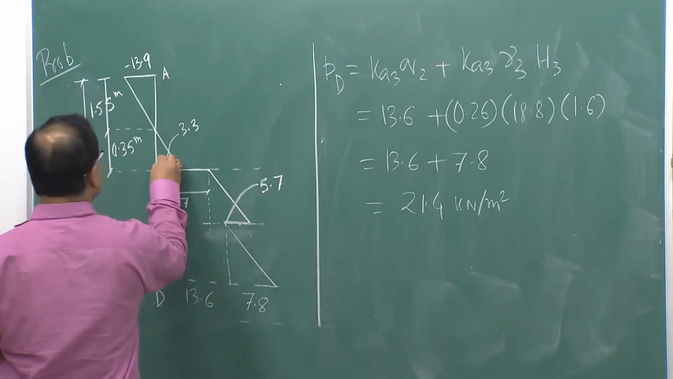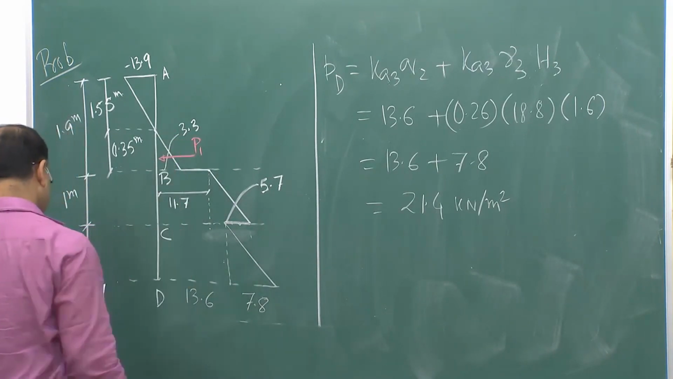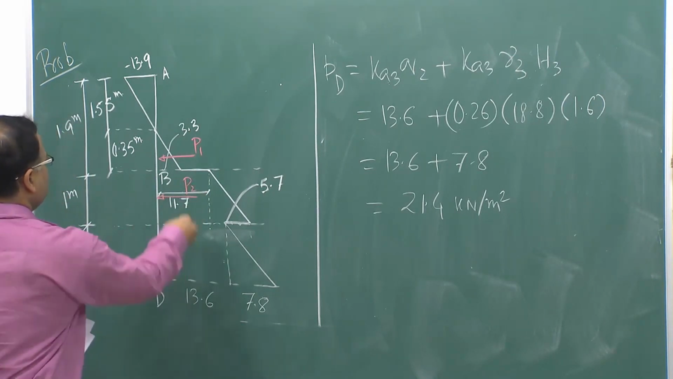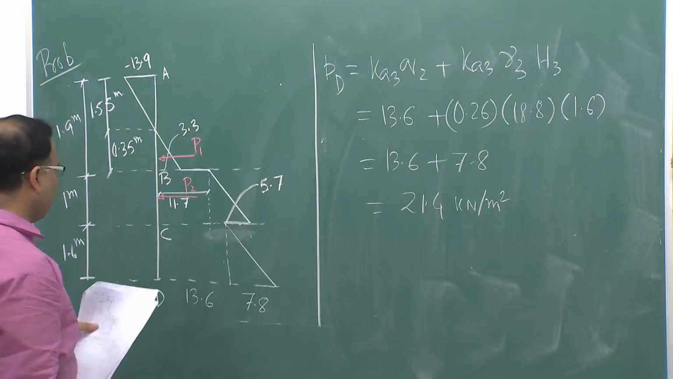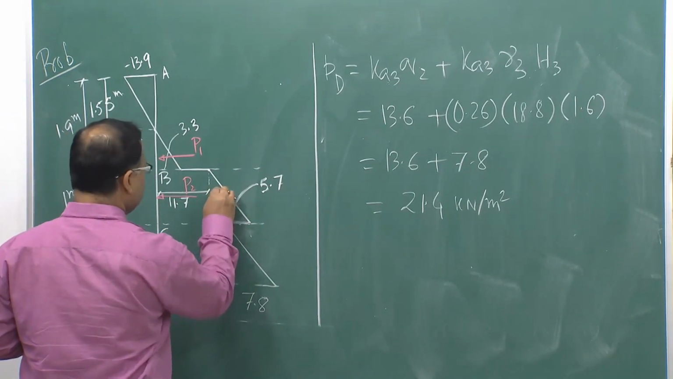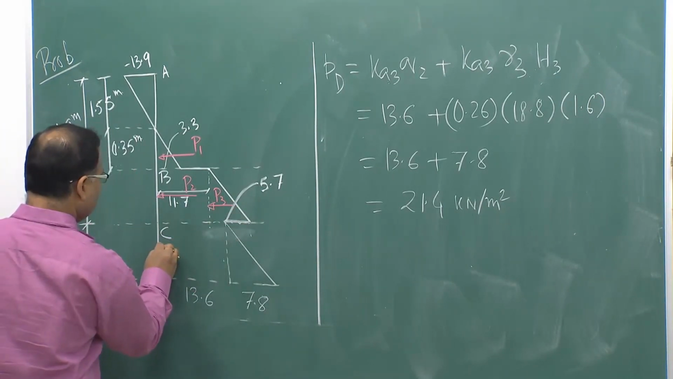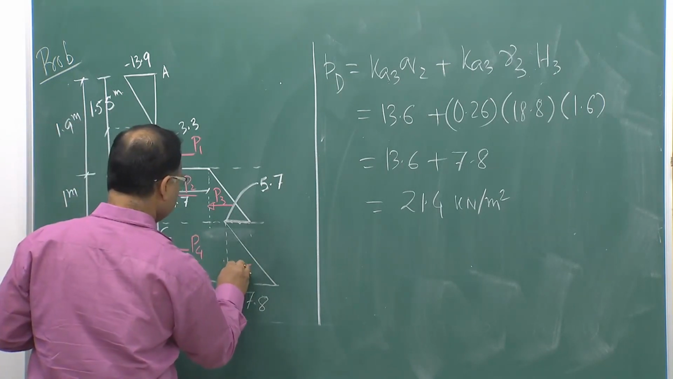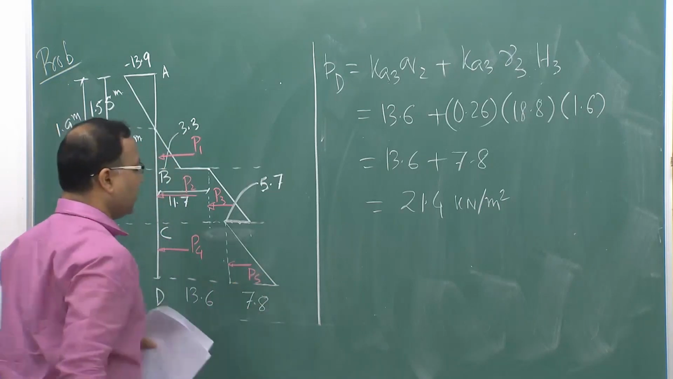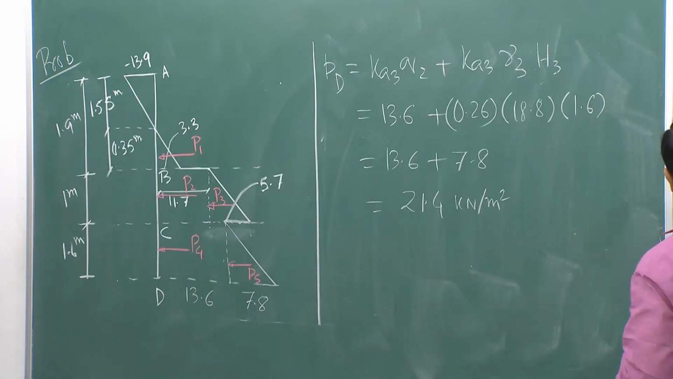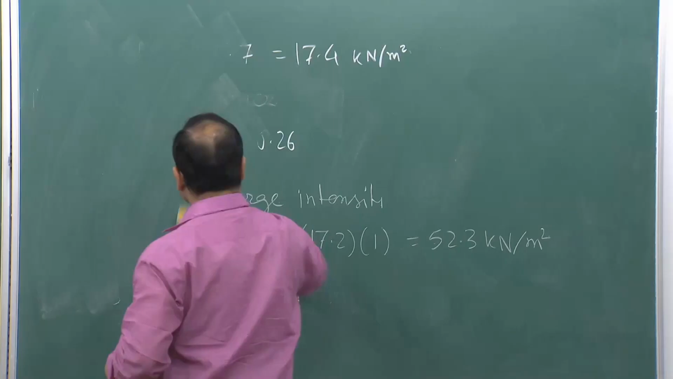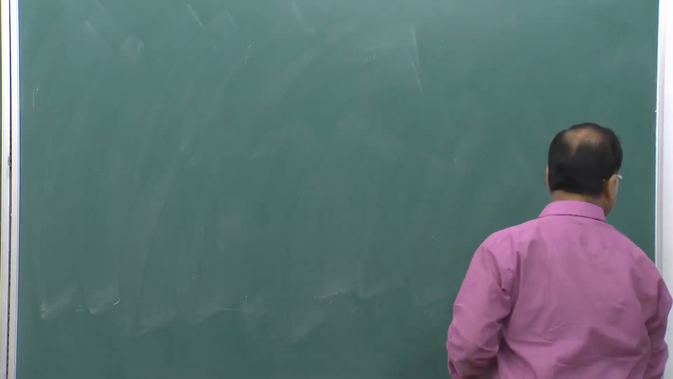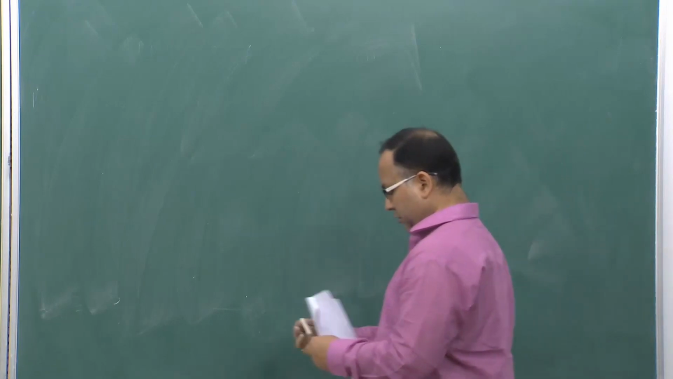So, P1 is acting here, okay. P2 is here, which is nothing but the area under this rectangle, then P3 is the area under this triangle, again P4 is the area under this rectangle, and P5 is the area under this triangle. Now, we are going to find out all these forces. So, how can we find out all these forces? These forces will be nothing but the area under the respective curves.